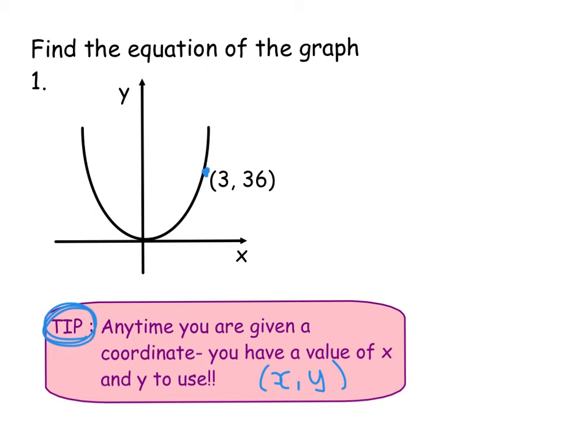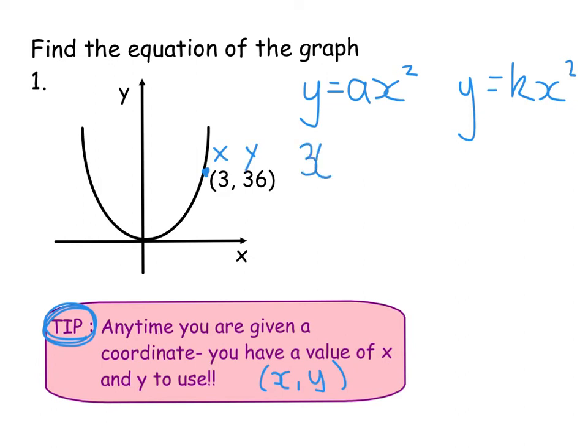Now, the one thing that it does give in the exam is it tells you that this equation takes the form y equals ax squared. Sometimes that a could be a k, but it's usually an a or a k. It really doesn't matter. You'll see the only bit of information on this graph is that coordinate. So I'm going to label that coordinate as x, y. Then I'm going to replace x and y with those numbers. So y becomes 36 and x becomes 3 squared.